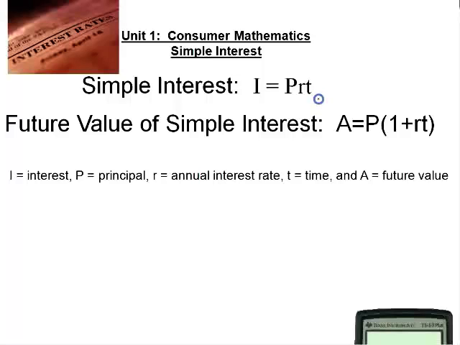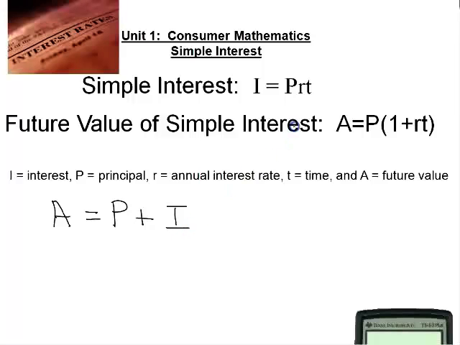However, if you take out a loan, you're not just interested in the interest, because when you pay the loan, you've got to pay what's called the future value of that simple interest loan. And that future value, what you have to pay back, A, is equal to the amount you borrowed, the principal, plus the interest that you've agreed to pay.